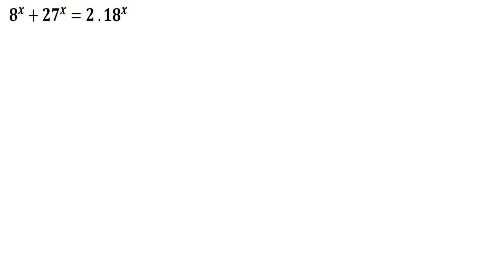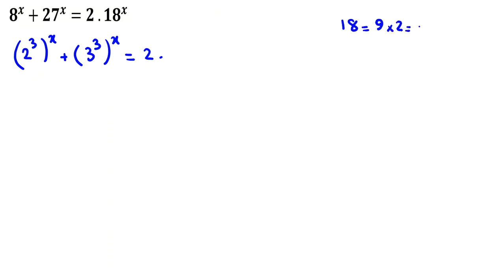So let's see. 8 to the power of x. 8 is what? 8 is 2 cubed to the power of x plus 27 is what? 3 cubed to the power of x equals 2 times. If we prime factorize 18, it will be what? It will be 9 times 2, and it will be 3 squared times 2. So I write 3 squared times 2 to the power of x.